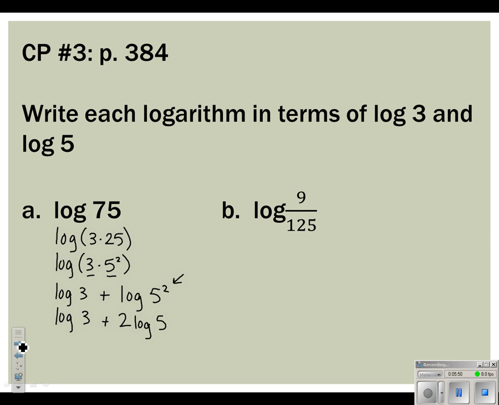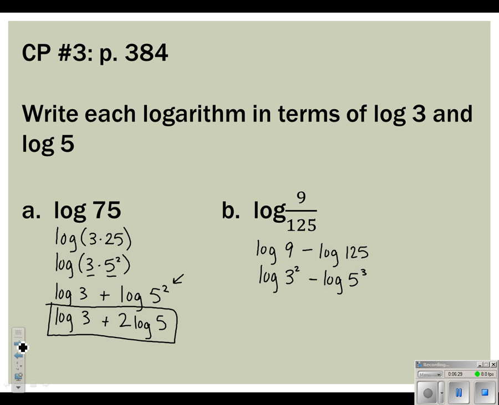Again, if you need to, look back to those previous properties on the previous 2 slides. So now we have that problem rewritten with log 3s and log 5s. All right, so B, we're going to do the same kind of thing. So if we have log of 9 over 125, that's that quotient property. So this would be rewritten first of all, at least this is what I did, log of 9 minus log of 125. Okay, then I started rewriting my numbers so I could get in those 3s and those 5s.